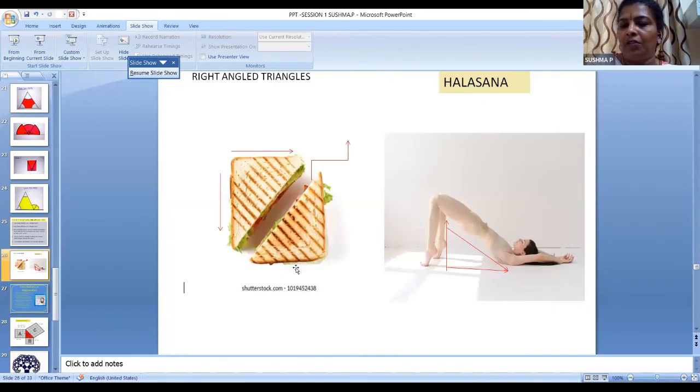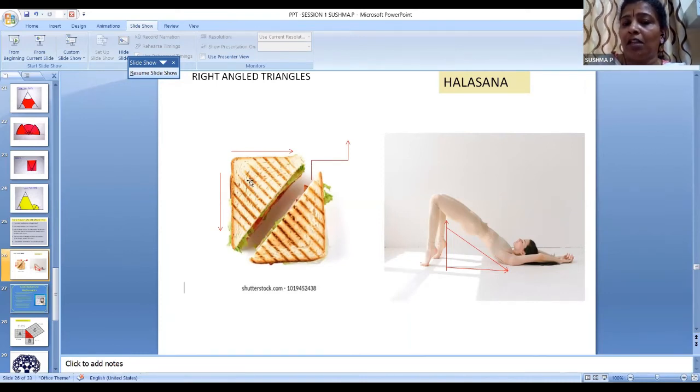What kind of triangles can you see here? It's a right angle triangle. In a right angle triangle, how do you first name the sides? Adjacent side, opposite side, hypotenuse. Since it is a sandwich, it looks like identical sides. It might be a square piece, so it looks identical.